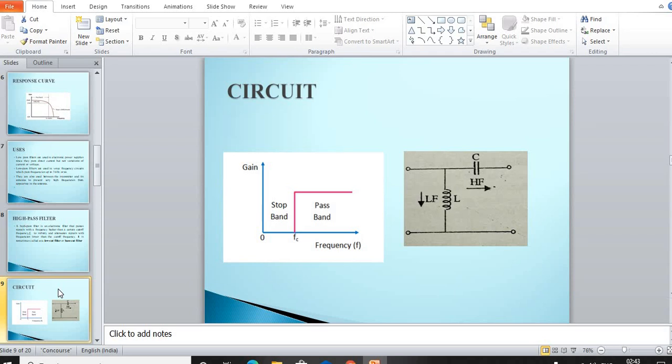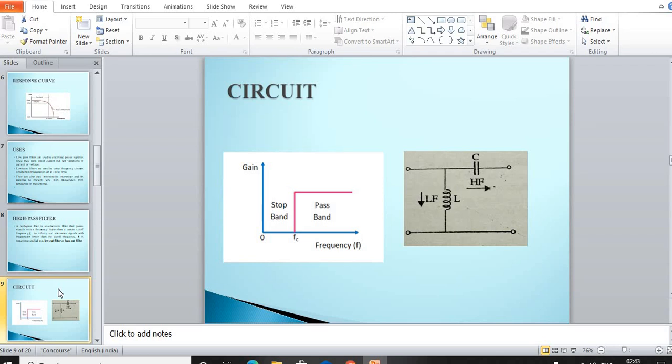The first diagram shows the graph between frequency and gain. Here this diagram is just the reverse of the low pass filter. Here the frequency starting from 0 to Fc, the high pass filter stops the band. So that is, it represents the stop band, and the frequency above Fc represents the pass band.